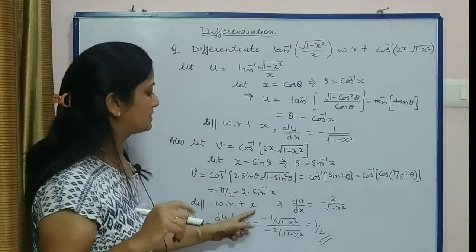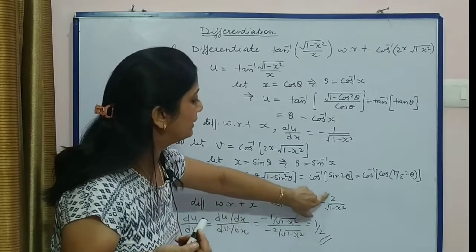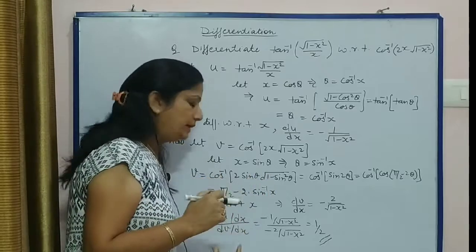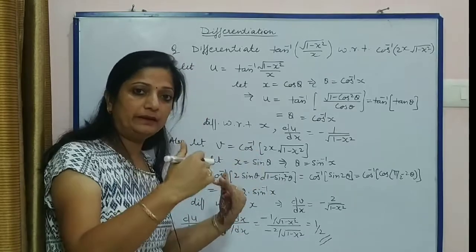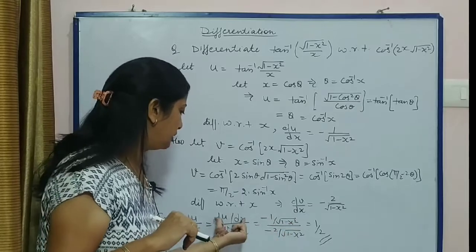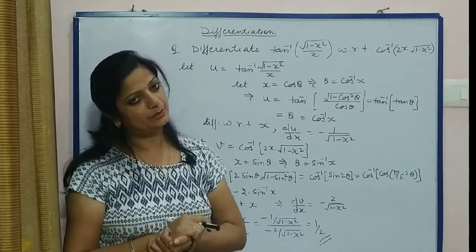Now we differentiate with respect to x. We have dv by dx equals minus 2 upon root 1 minus x square. Now du over dv equals du by dx upon dv by dx. Substitute the value of du by dx and dv by dx. Now the answer is 1 by 2.